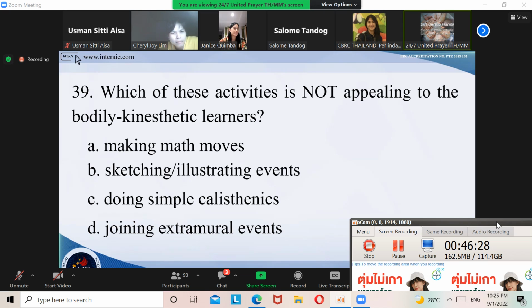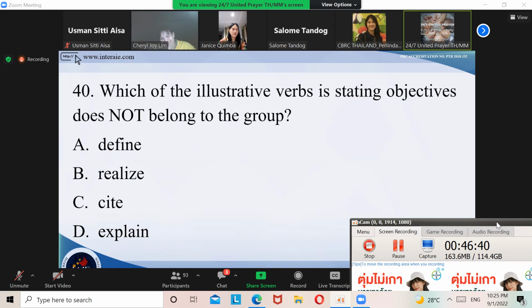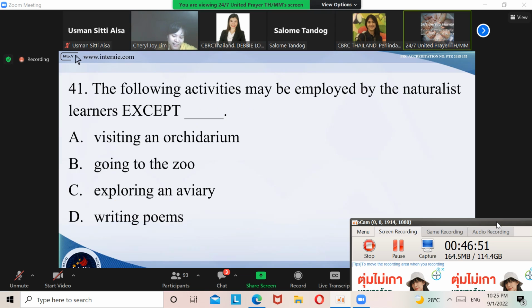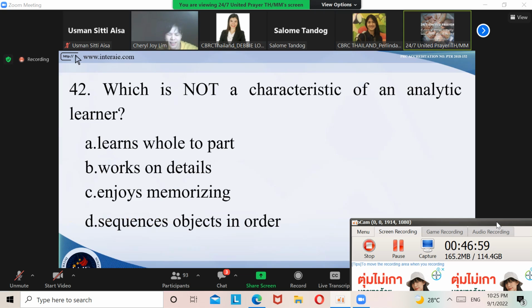Number 39. Letter B. Making math moves. Letter A. Good thing, Ma'am Chet. Magtatap sa board. Okay, number 40. Ang galing manghula. Letter C, not belong to the group. 41. Yay, malapit na tayo matapos. Writing poems. Okay, 42. Enjoy memorizing. Learns whole to part.